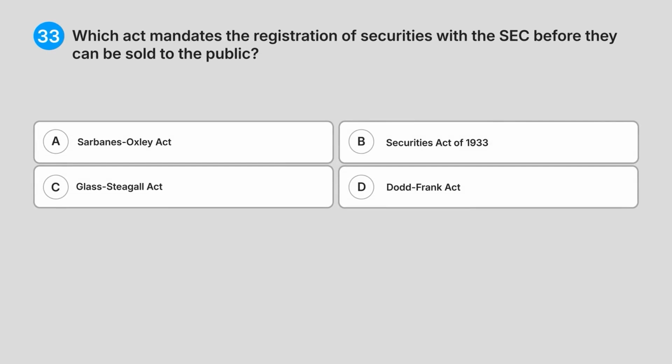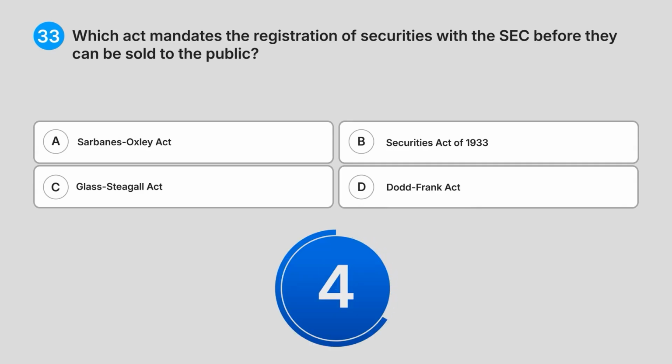33. Which act mandates the registration of securities with the SEC before they can be sold to the public? A. Sarbanes-Oxley Act. B. Securities Act of 1933. C. Glass-Steagall Act. D. Dodd-Frank Act. Can you guess the answer?